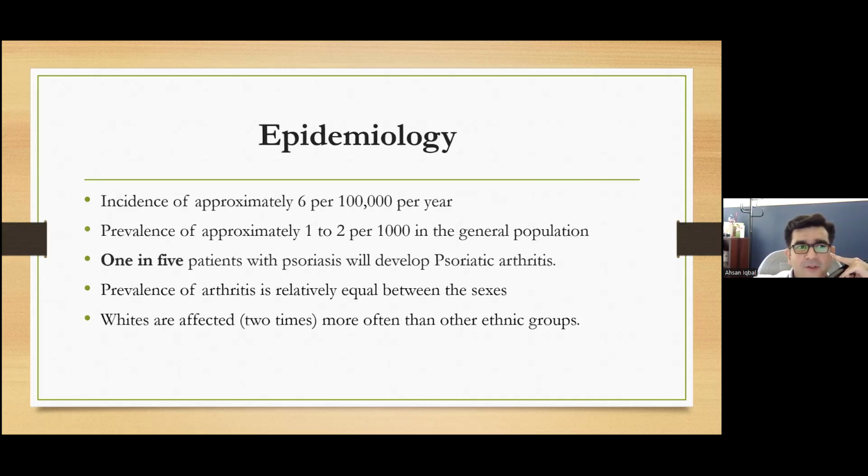Epidemiologically, incidence of the disease is 6 per 100,000 people. Prevalence is about 1 to 2 per 1,000 people in the general population. Now, the interesting number here is 1 out of 5 patients with psoriasis will eventually end up developing psoriatic arthritis. So in your practice, I'm sure we're used to seeing patients with psoriasis. So I think it's a good number to keep an eye on, that 1 out of those 5 patients will eventually start having symptoms of arthritis.